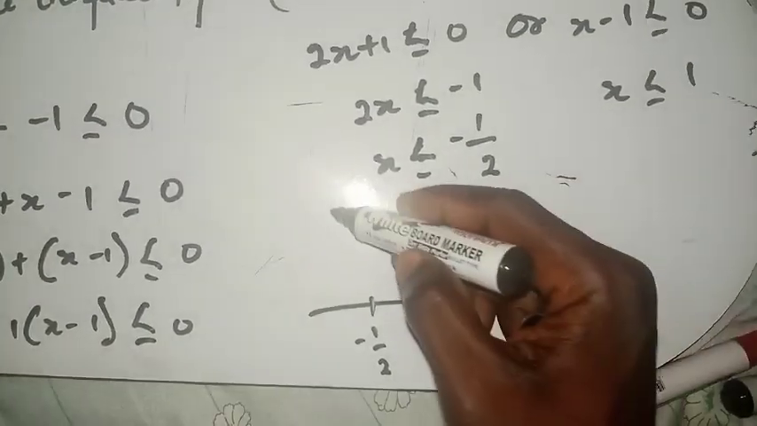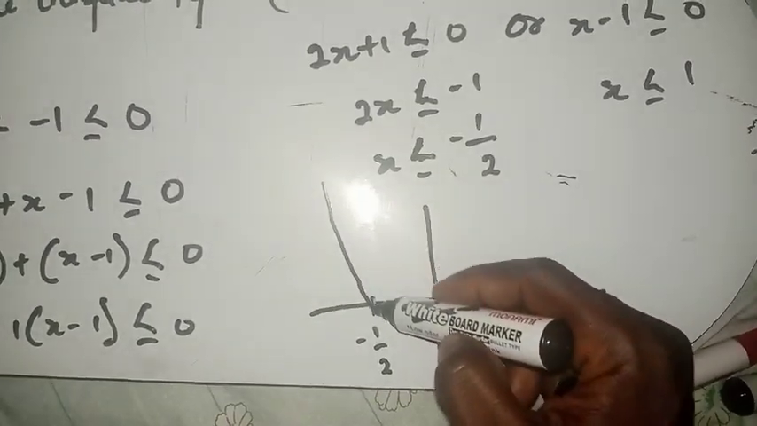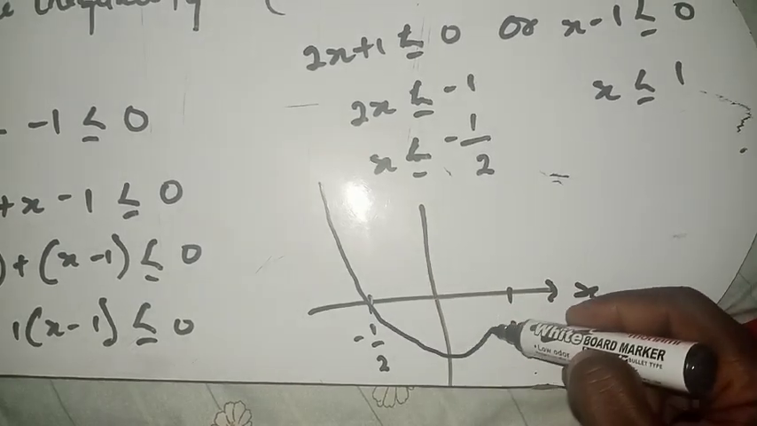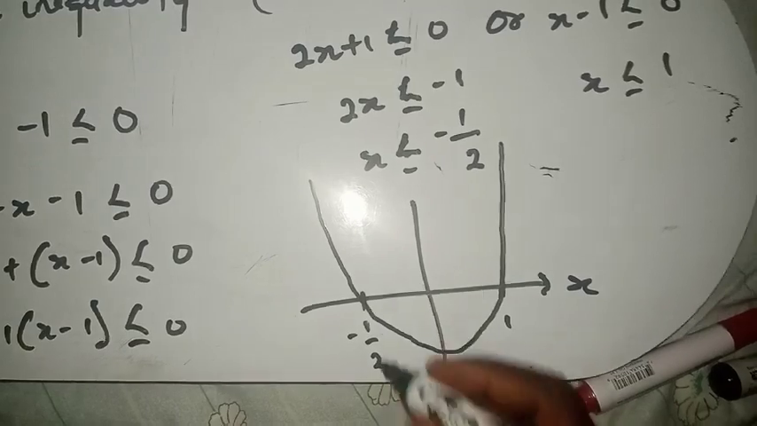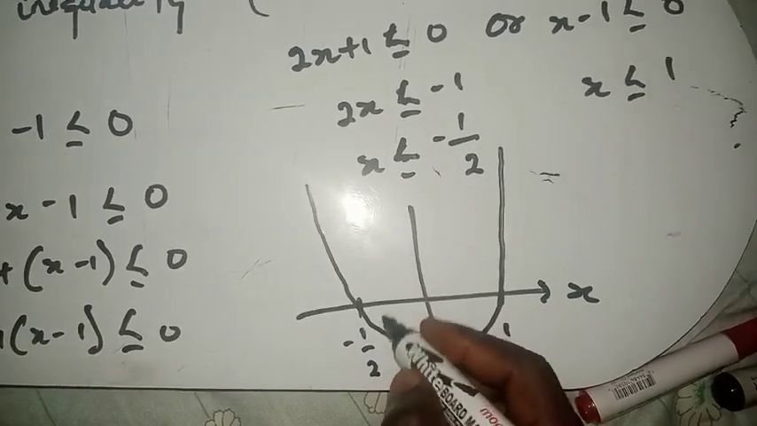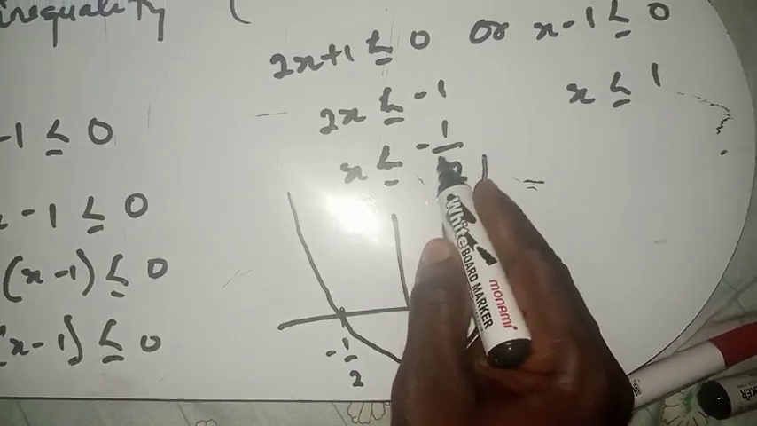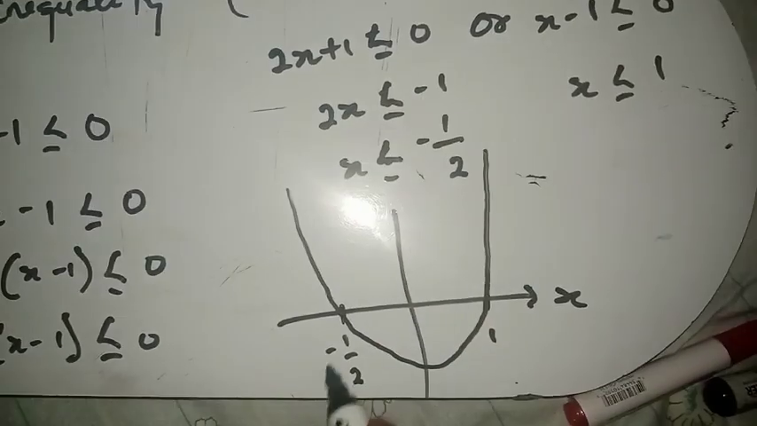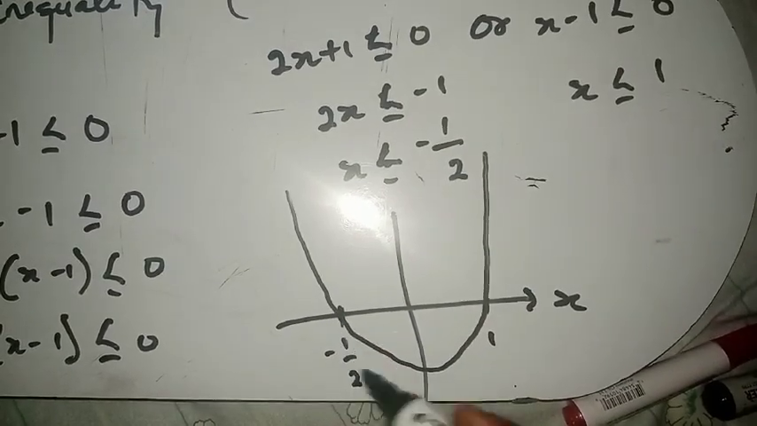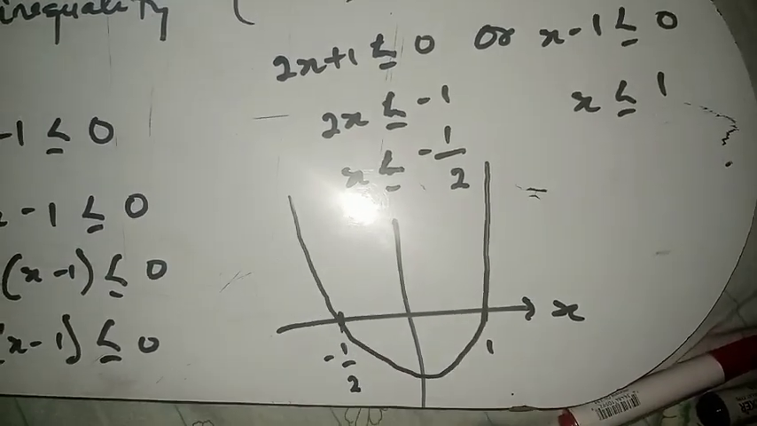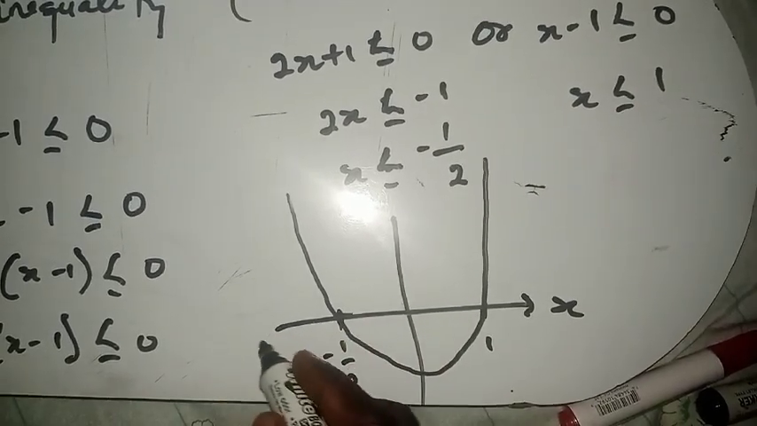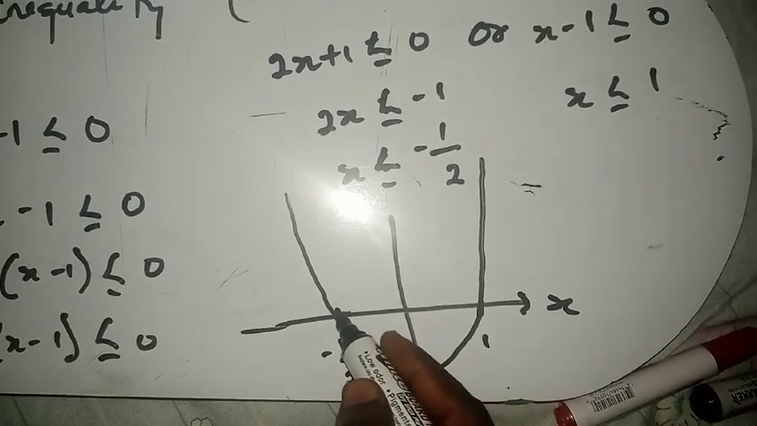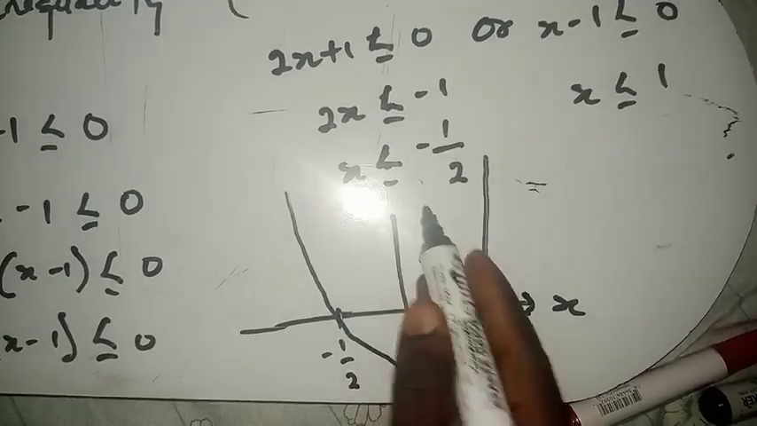So this is how your graph should look like, right? This is not drawn to scale. So it means that any value that x is less than or equal to negative 1 over 2, where do you think that value should be? Is it going inside here? Is it coming outside? That is the point here. Is it going inside here? So this is the test of a negative.